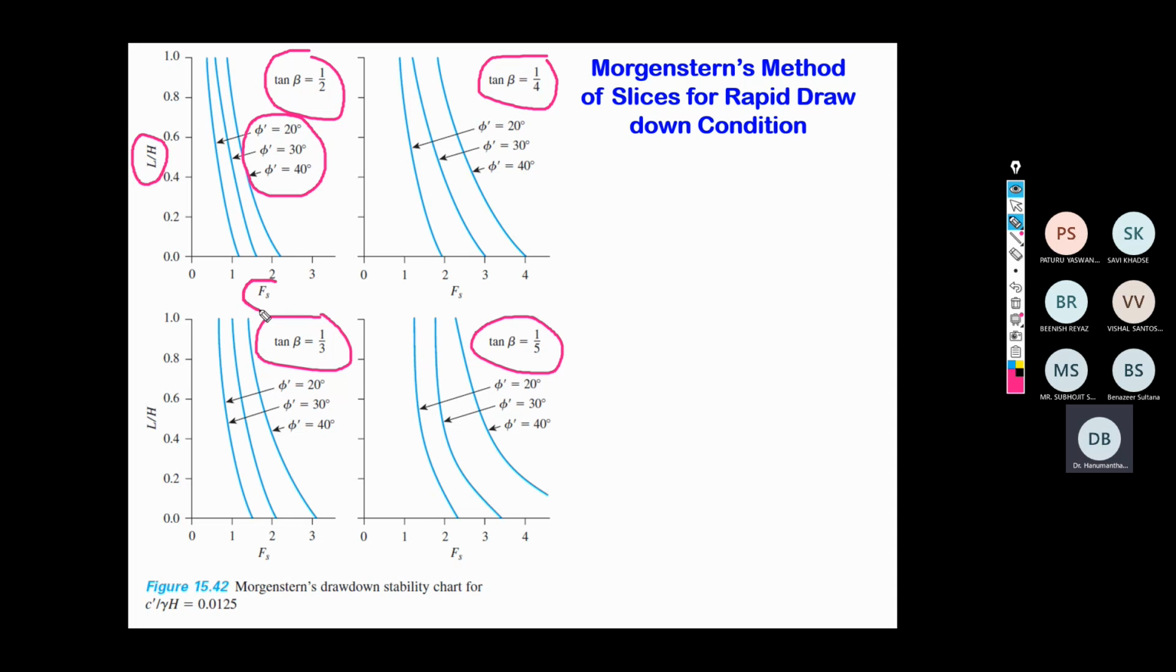Then ultimately your target aim is to pick up or determine the factor of safety value. If this is the lowered water level, and this is the soil property, and this is the geometrical property, what would be the factor of safety? So it is covering almost everything. L by H is a geometrical parameter, tan beta is a geometrical parameter, phi dash is a soil property, while Fs is the overall behavior. Fs by default embeds the geometrical parameter and the soil parameter. Therefore it is the overall behavior of the soil mass.